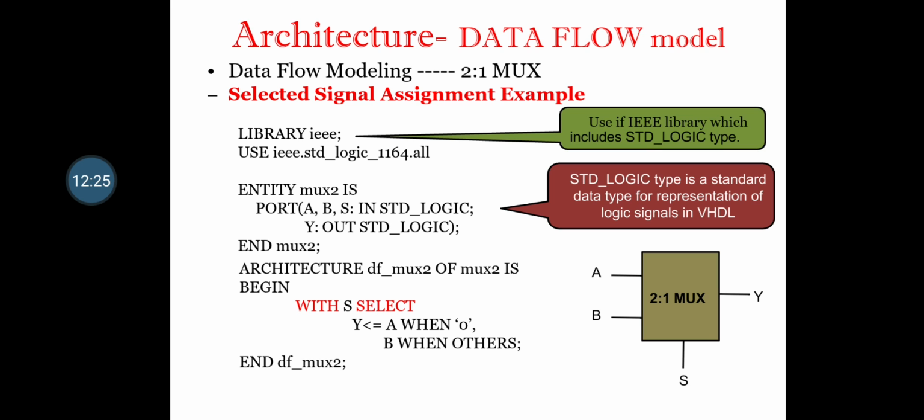You can see Y is assigned value A when 0, or Y will be assigned value B when others. If you are using a single bit, then you have to use single quotes. You can see where I have written 0, I have used single quotes, as it is a single bit. If you are using 2 or more bits, then you have to use double quotes. Then this is the end of the architecture. So this is how we are going to write the program for signal assignment using signal assignment statements.